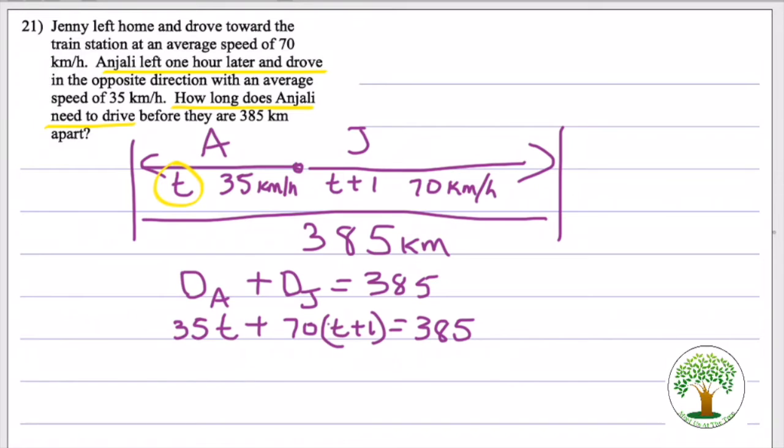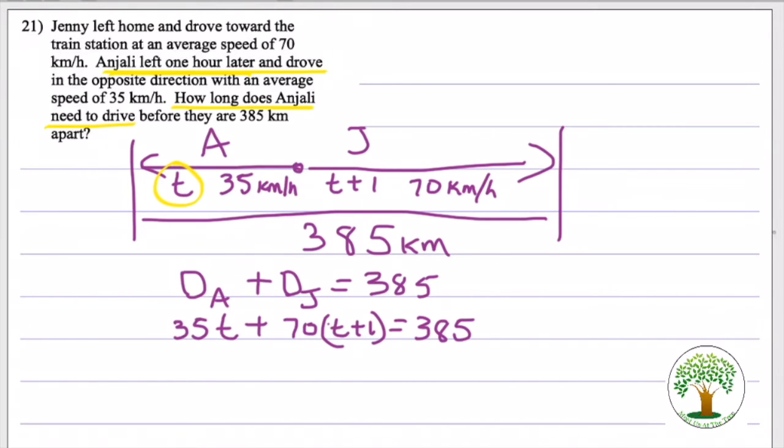Are you with me so far? And up there it says Anali left 1 hour later. That means she was 1 hour less than Jenny. Oh, is that why you put the minus 1? Well, I put a plus 1 because Anali is less than, which means Jenny's 1 more than. Okay, that makes sense. Does that make sense?